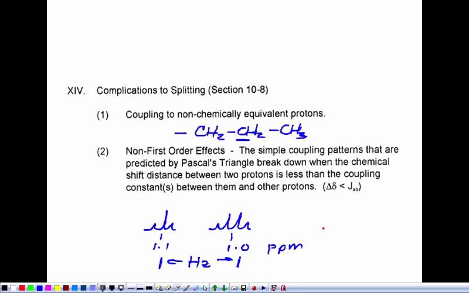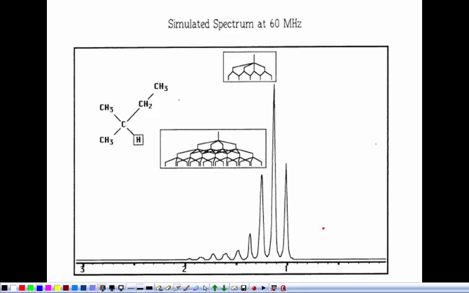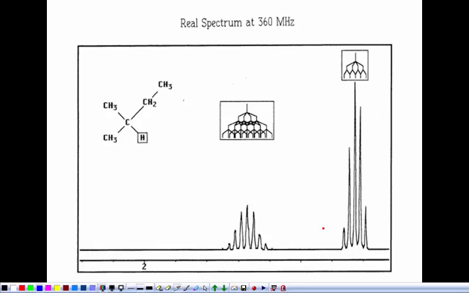the spectrum is no longer first order. It's no longer a simple triplet and quartet. Instead, it becomes a mess. And that's what's called a non-first order spectrum. Okay, so that's what I'm looking at. I can vary the distance between the peaks by changing the field. I can't change the coupling constant. So in this case, here's what happens.